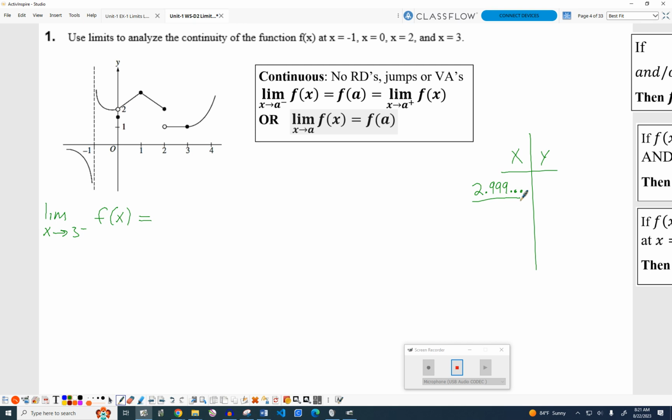Negative 1? Oh, gotcha. It just looks like a negative because there's a little hash mark there. It's 1. Everybody, sorry, don't worry. Does that make sense? Yeah, it does. So this is 1. So this limit is 1.